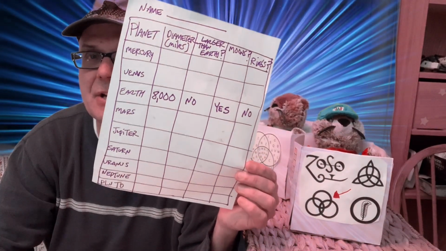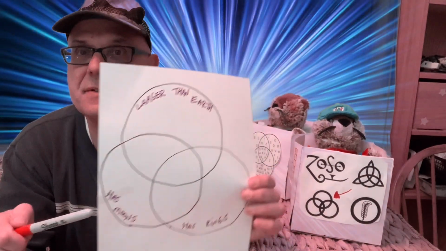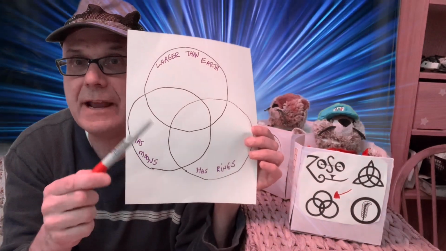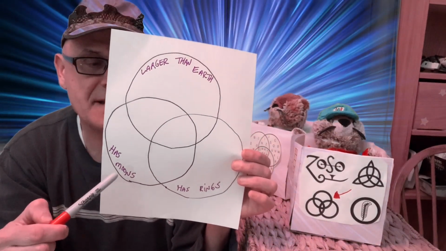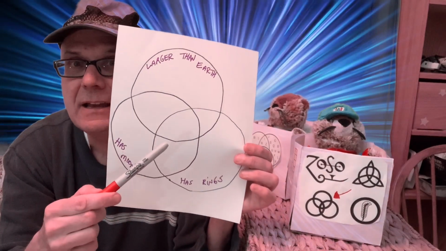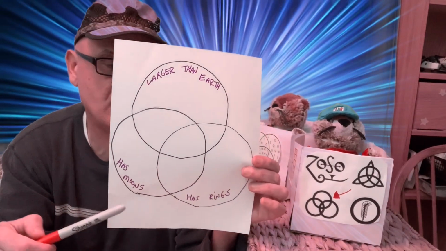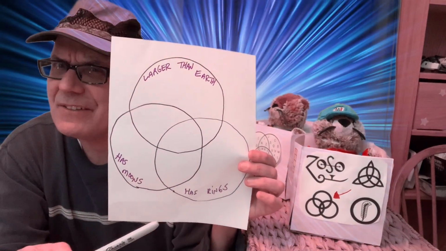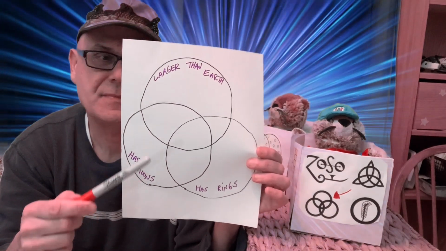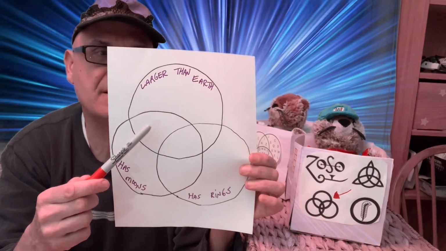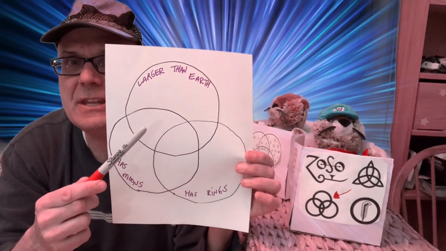Using this information, you need to write 9 words, 8 planets plus Pluto, and write them on this paper. If a planet is larger than Earth, has moons, and has rings, all three, then you'd write the planet in the middle. If a planet isn't bigger than Earth, doesn't have any moons, and doesn't have any rings, you still have to include that planet name, so you would write it somewhere on the outside of the circles. And let's say a planet is larger than Earth, and it has moons, but it doesn't have rings. Well, then you would write it right here.